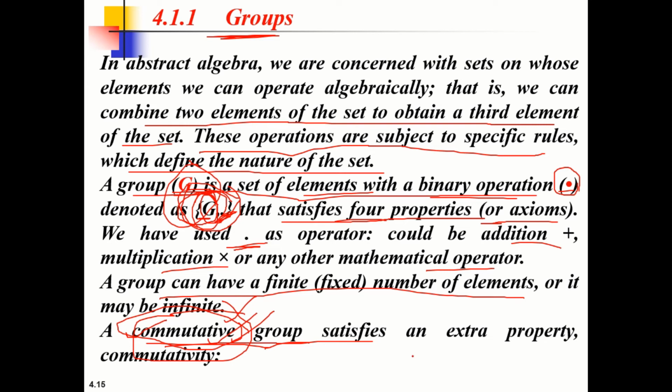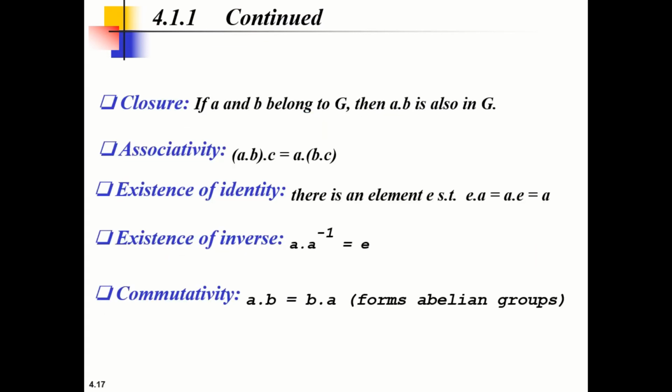So there is a specific name for these kinds of groups, right? Okay, so these are the properties and the meaning of these properties. Closure says that if A and B belong to G, these are the elements in G, where G is the group, then A dot B, the binary operation we are representing with a dot, is also in G.